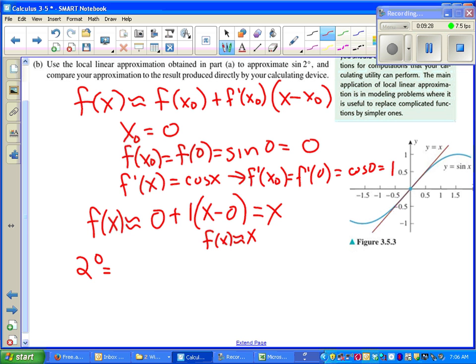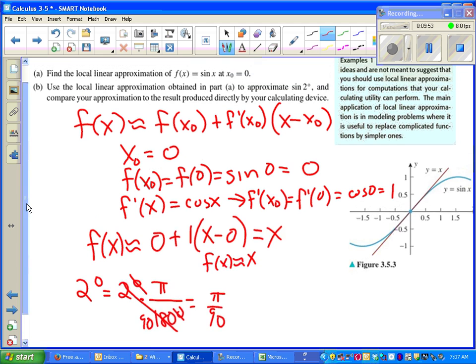If you don't remember how to do that, we just use a conversion. How many degrees in a radian? Or how many degrees? Yes, that's right. 180 degrees is how many radians? Pi. Degrees cancel out. 2 and 180 cancel out. Pi over 90. So we're really talking pi over 90 radians.